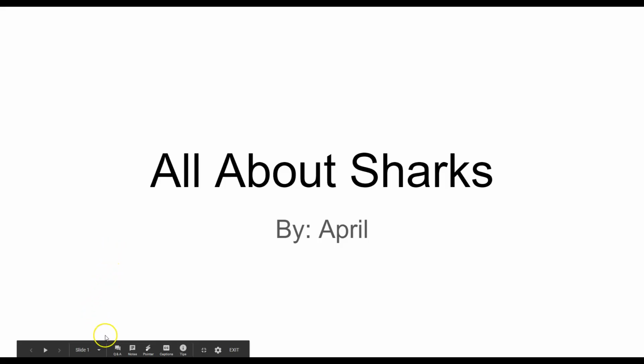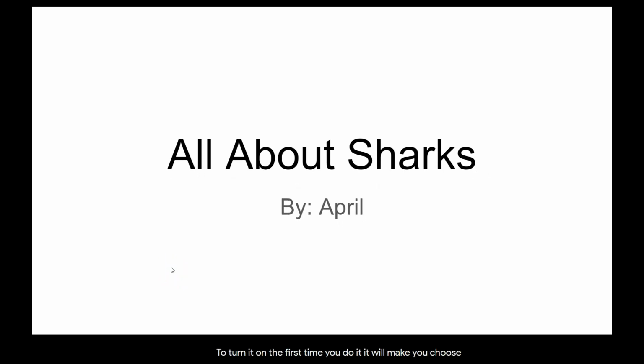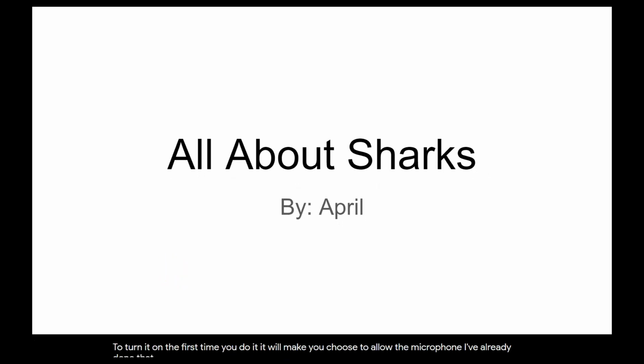And under Present at the bottom, you're going to see some options. One of them is Captions. You're going to click to turn it on. The first time you do it, it will make you choose to allow the microphone. I've already done that, so you may notice that my words are now popping up on the bottom of my screen, which is super cool. Now when I present my presentation, I can read it, and it will put the words at the bottom for those students with accommodations. So here I go.